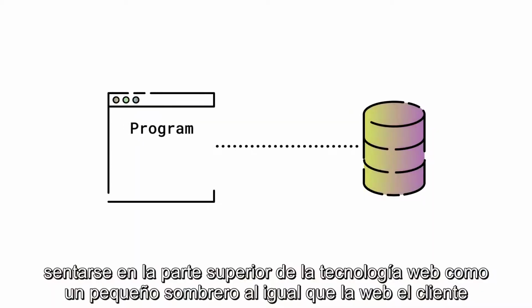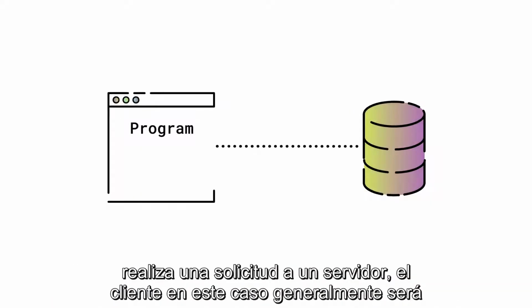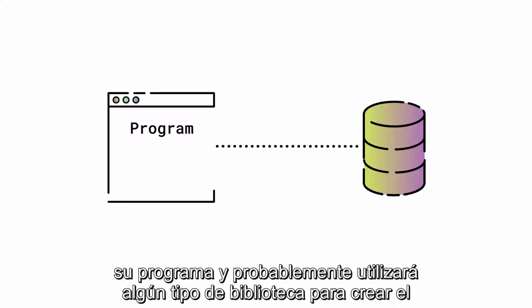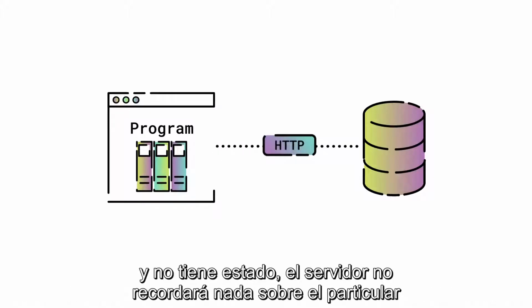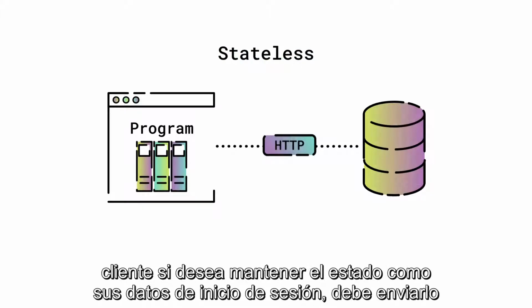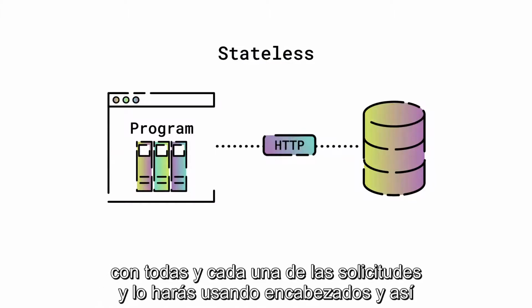Much like the web, the client makes a request to a server. The client, in this case, is typically going to be your program, and you'll probably be using some sort of library to create the request to the server. The protocol used is, you guessed it, HTTP, and it's stateless. The server won't remember anything about the particular client. If you want to maintain state, like your login details, you must send it with each and every request, and you'll do this using headers.